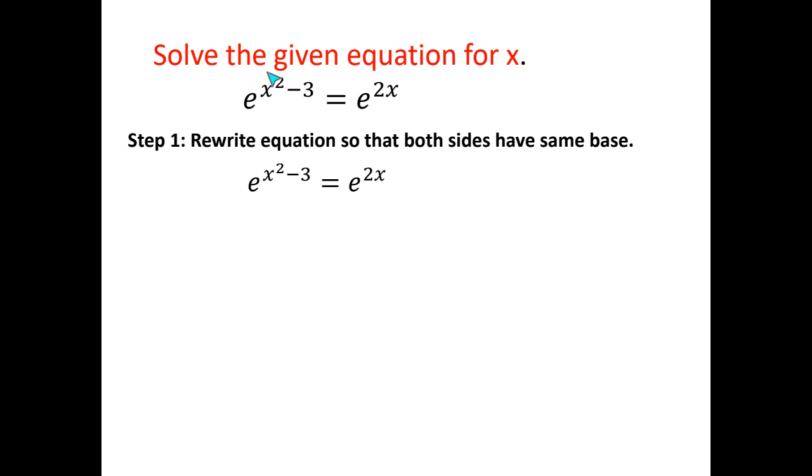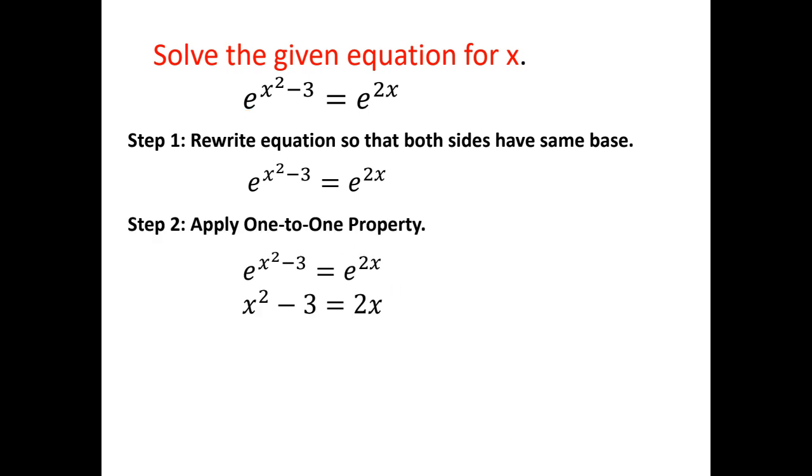Okay, so if we have this equation, e raised to the x squared minus 3 is equal to e raised to the 2x. The idea here is to always ask yourself, do they have the same base? And they do have the same base. So once you see that they have the same base, then we can apply the one-to-one property, which tells me that I can take the exponents, x squared minus 3 is equal to 2x.